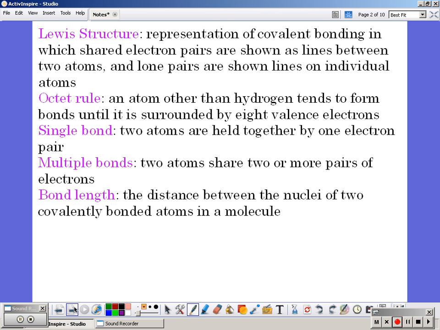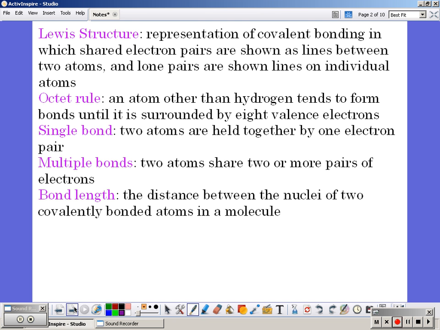Now we draw these lines to represent the octet rule. An atom, besides hydrogen, tends to form bonds until it's surrounded by 8 valence electrons. Hydrogen just needs 2 valence electrons to be like its closest noble gas, helium. There are some exceptions to the octet rule, but we'll talk about those later.